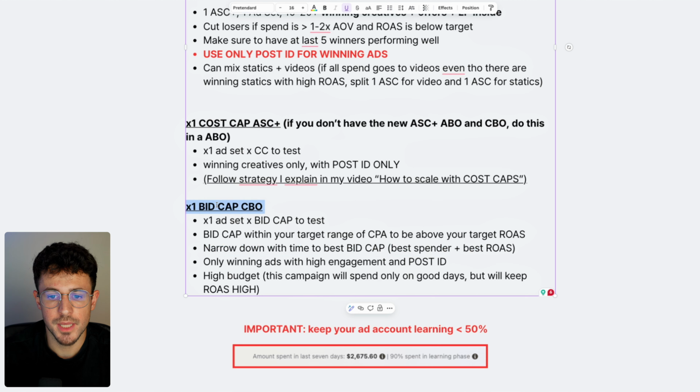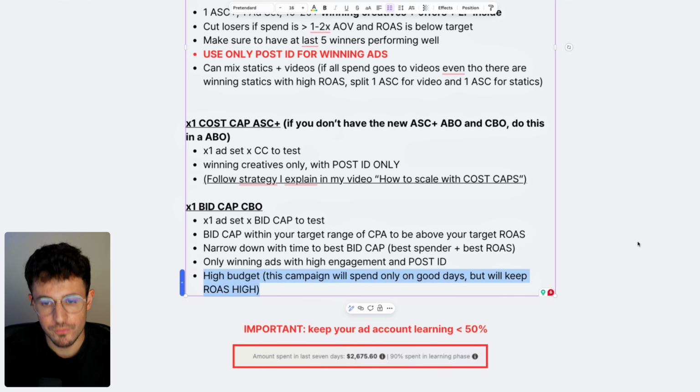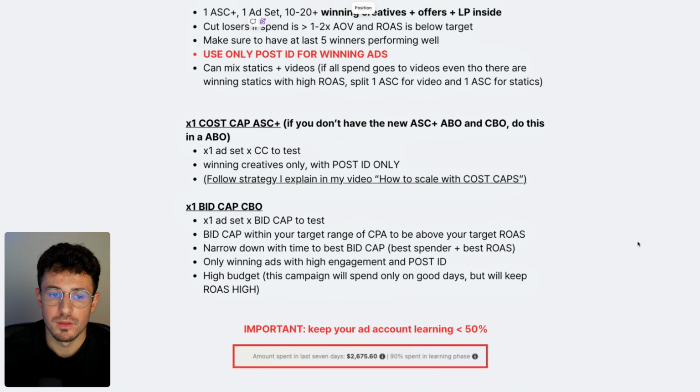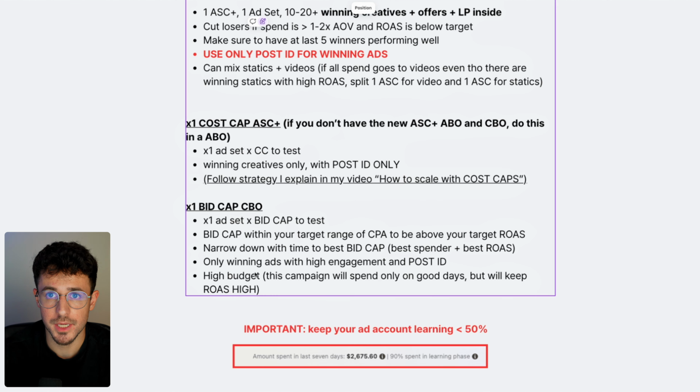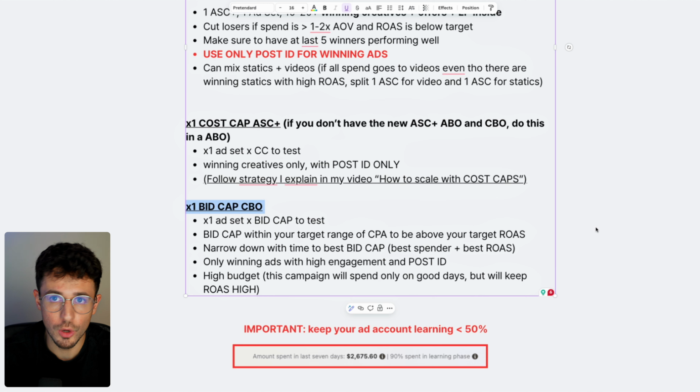So at the end of the day, you're going to have one CBO campaign that becomes ideally a campaign with one ad set, the best cost cap, only winning creatives, and this campaign here should have a very high budget. So if you're spending 5,000 a day overall on the testing and scaling, this campaign here can have another budget of 5,000 a day, for instance. And the reason behind this is because this campaign in a CBO setup is going to spend only if it can meet the CPA target that you're giving.